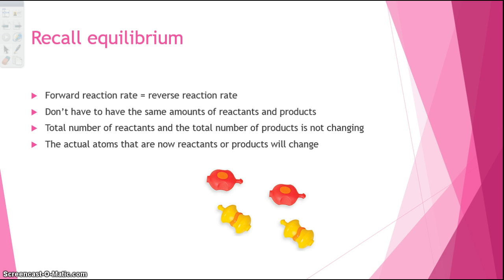You should have also learned that the actual beads, or in a real chemical reaction, it would be the atoms, that are now reactants or products will change. So even though you had 20 yellow bead combinations and then 20 seconds later you still had 20 yellow bead combinations, they weren't the exact same yellow and red beads that were in the previous combinations. Why? Because some were taken apart and new ones were put together.